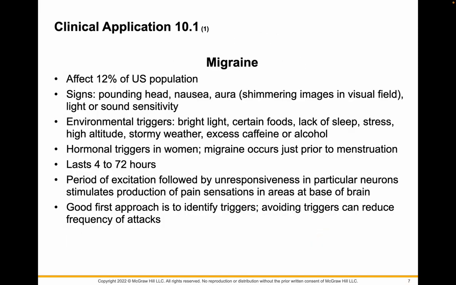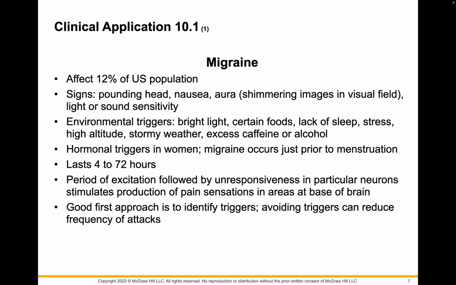So I've got quite a few students and friends that experience migraines, about 12% of the population they estimate, and this is a pounding head, often nausea, shimmery images. My stepson had migraines in his teenage years, and sometimes the environment can trigger this, like bright lights or lack of sleep or stress, too much caffeine or alcohol, and hormones can trigger this in women. Oftentimes women who experience a lot of migraines will have those just prior to menstruation. And this migraine can last anywhere from just a few hours to days.